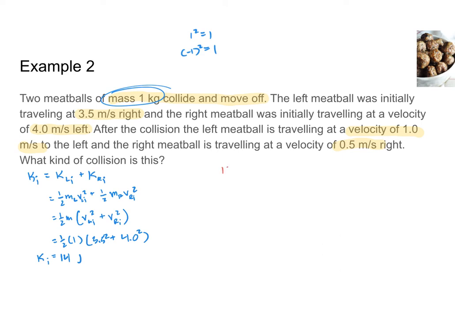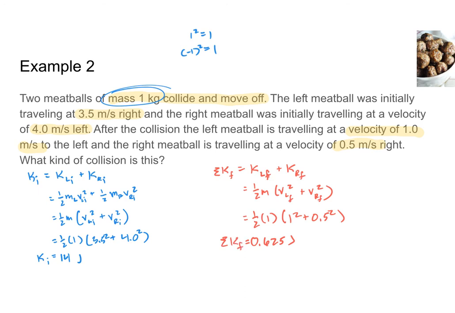So again, I want to find my total final kinetic energy, which is going to be equal to the sum of the kinetic energy of the left meatball plus the kinetic energy of the right meatball. Thus, 1/2 times mass times the final velocity of the left meatball squared plus the final velocity of the right meatball squared, because my mass is not changing. And thus, 1/2 times 1 times 1 squared plus 0.5 squared, or 0.625 joules.